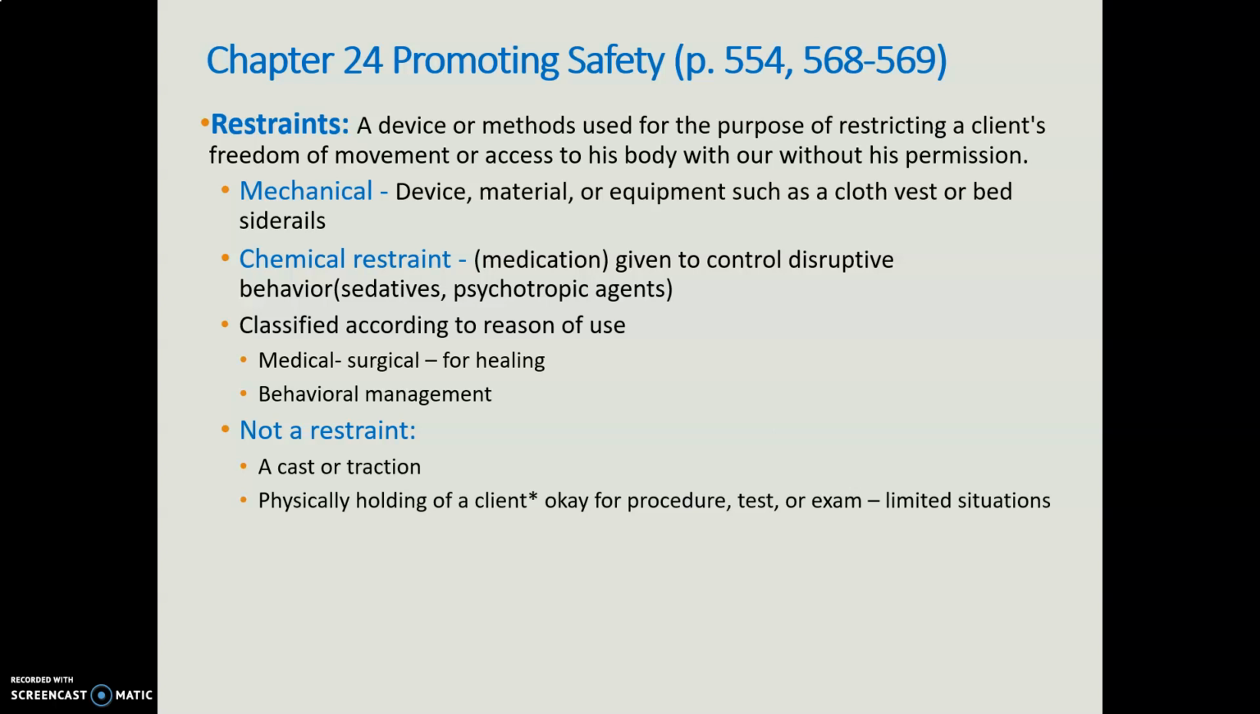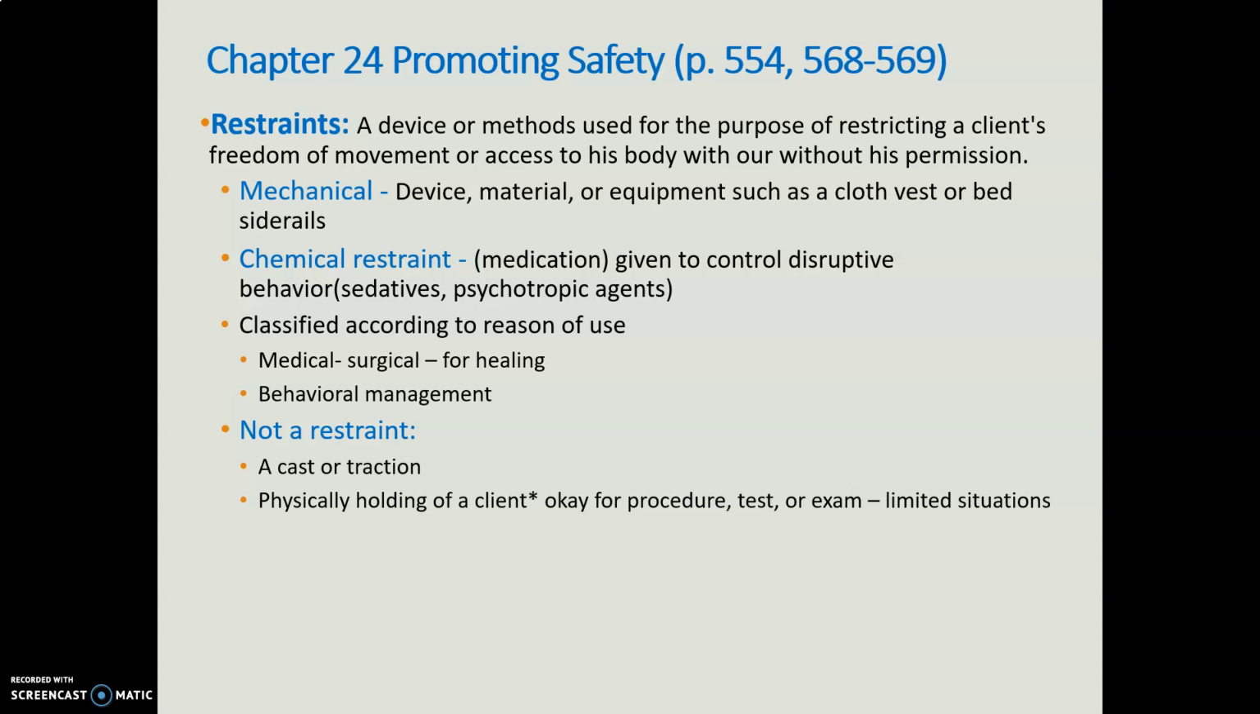Restraints come in two forms, mechanical and chemical. Mechanical restraints are devices or material or equipment such as a vest or side rails or a wrist restraint that we use to secure someone in a position. Chemical restraints are medication given to control disruptive behaviors, usually in the form of sedatives or psychotropic agents. So restraints are classified into two categories: medical surgical for the purposes of healing or behavior management.